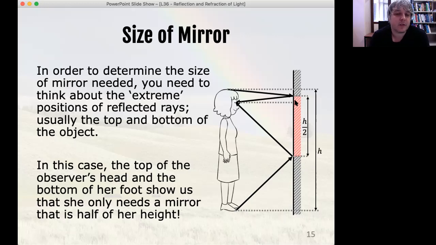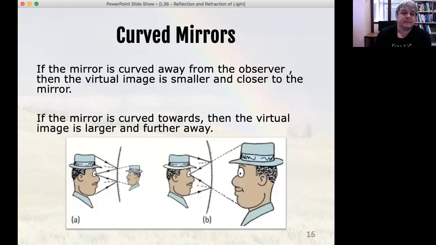So in order to view yourself, or to view anything at the same distance from the mirror as your eye, you only need a mirror that's half as big as the thing you're viewing. Feel free to spend a bit of time on the maths and the geometry of that. I've just told you it's half of her height, but feel free to have a little play with that if you don't quite believe me or you just want to convince yourself.